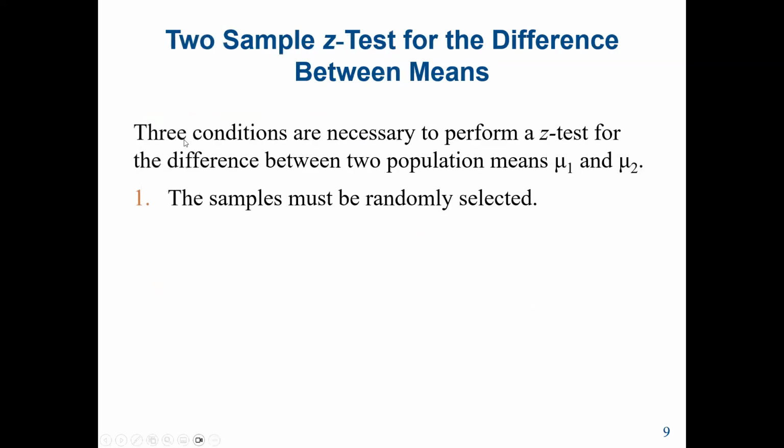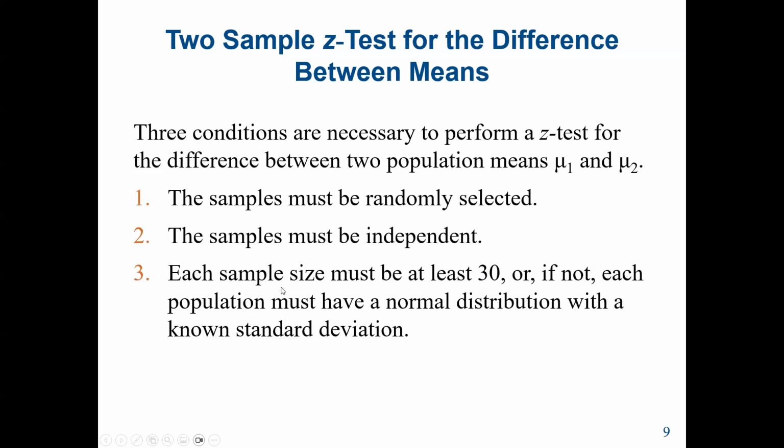Now, one thing we should also know is that three conditions are always necessary to perform a z-test for the difference between two population means. First, the samples must be randomly selected. Secondly, the samples must be independent. And then each sample size must be at least 30, or if not, then each population must have a normal distribution with a known standard deviation.